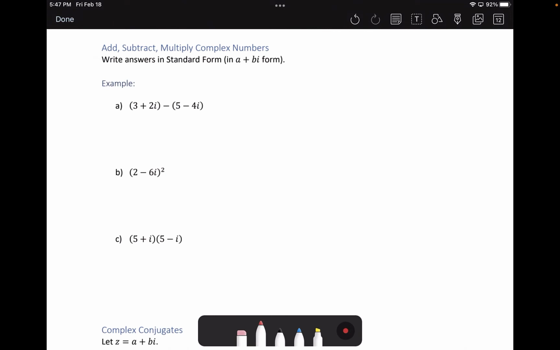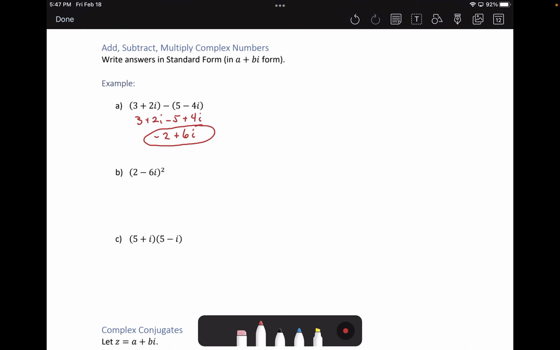To add, subtract, or multiply complex numbers, we're essentially going to combine like terms. So we're going to treat this just like we would an algebraic expression. To remove those parentheses, we're going to distribute. So we have 3 plus 2i, distribute the negative sign, and now combine like terms. 3 minus 5 is -2, 2i plus 4i is 6i. Notice we're writing it in standard form where the i is last.